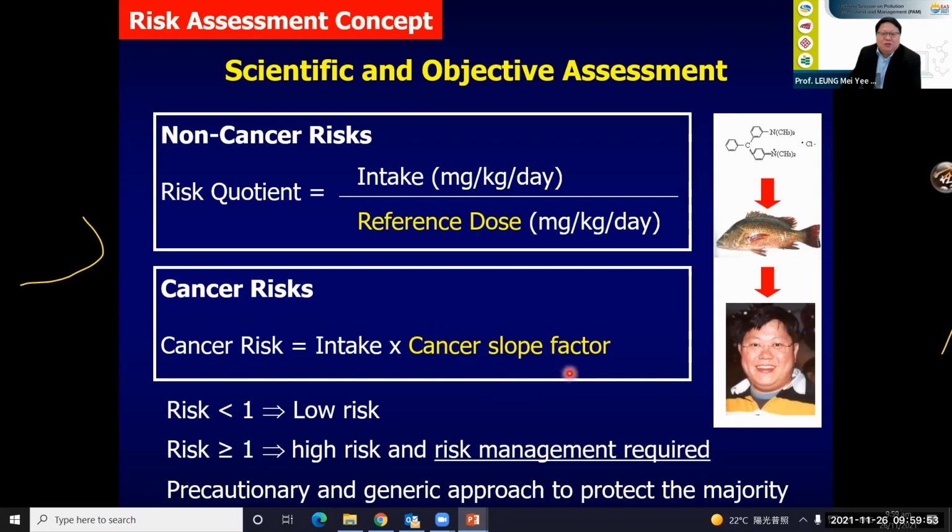Then for those carcinogen or co-carcinogen, this will go up to say 10 to -5, or even 10 to -3. So that means the chance of having cancer will be increased for those carcinogen compounds. Okay, so by combining these two analyses, then we will know the risk level to me if I consume this fish.